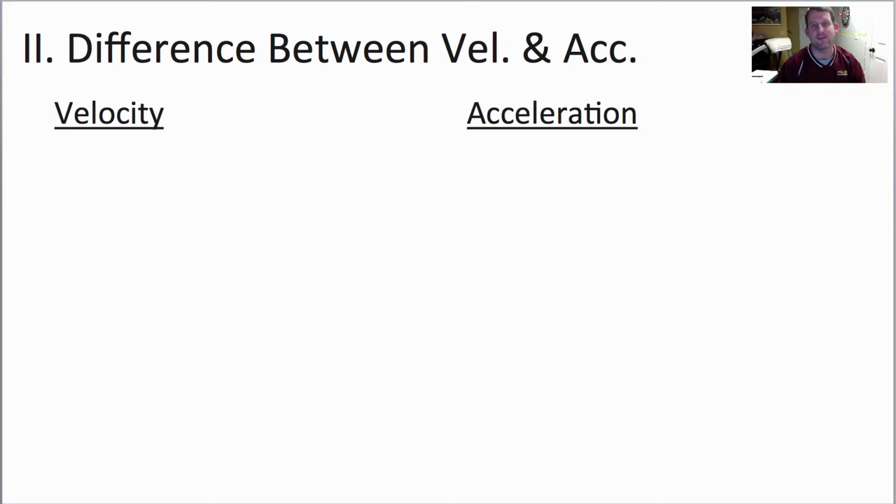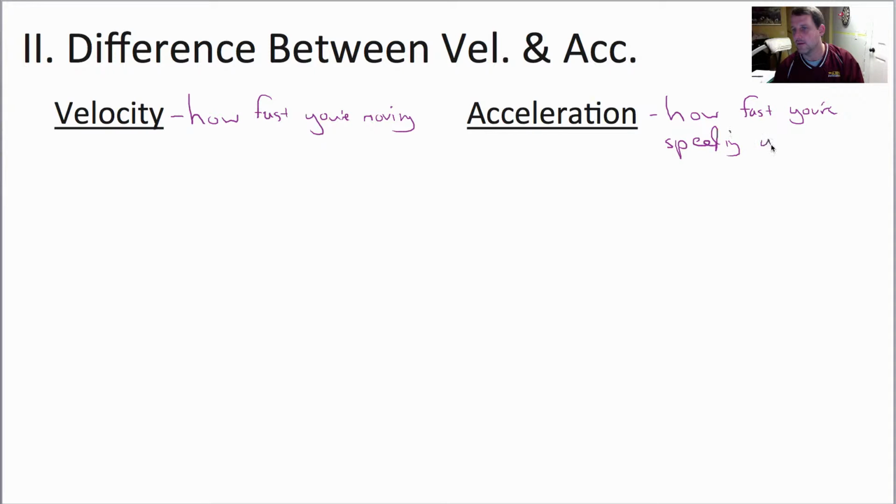Okay, let's take a look at the difference between velocity and acceleration. So velocity is how fast you're going. So it's how fast you're moving. Acceleration is how fast you're speeding up, slowing down, or turning. So, how fast you're moving versus how fast you're speeding up, slowing down, or turning.